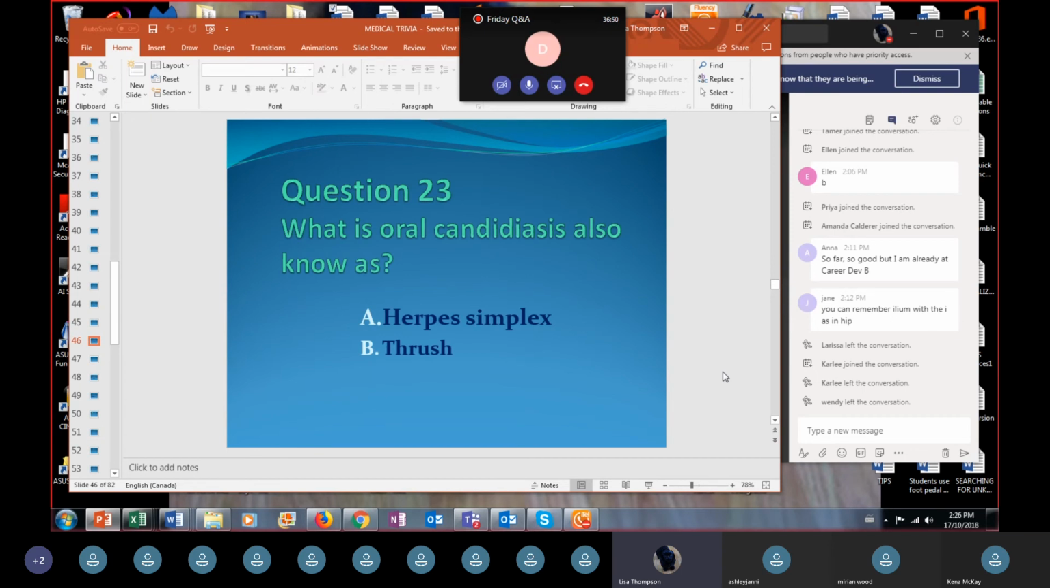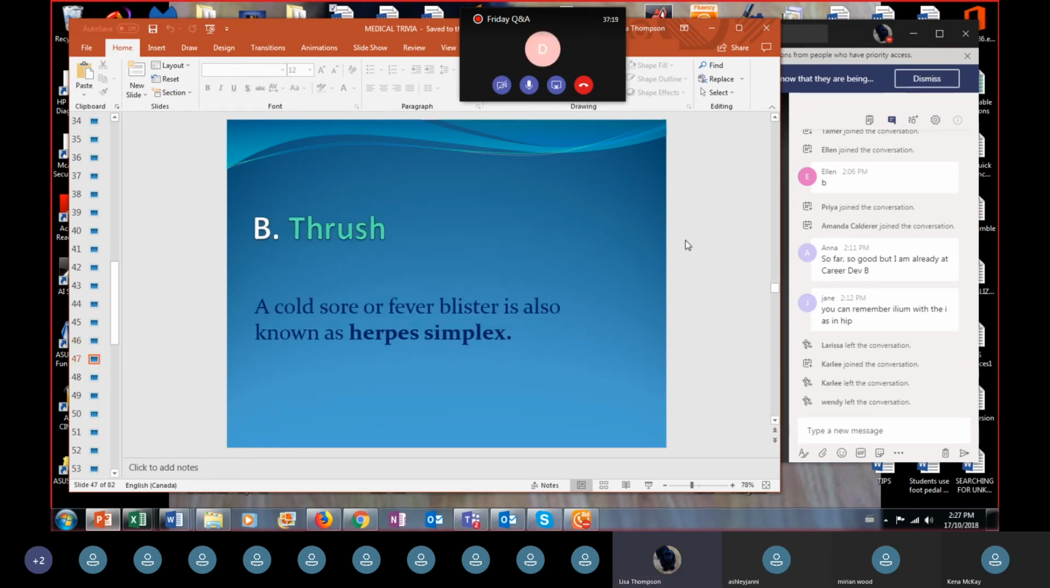Question 23. What is oral candidiasis also known as? A, herpes simplex, or B, thrush? The answer is B, thrush. A cold sore or fever blister is also known as herpes simplex. A lot of times little babies get thrush.